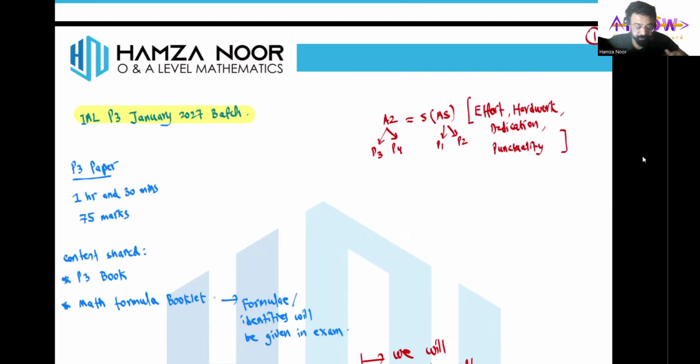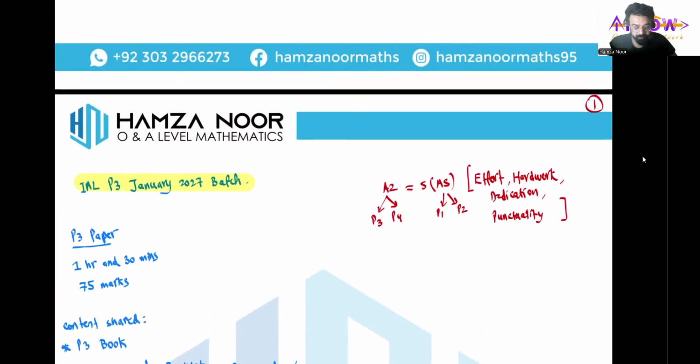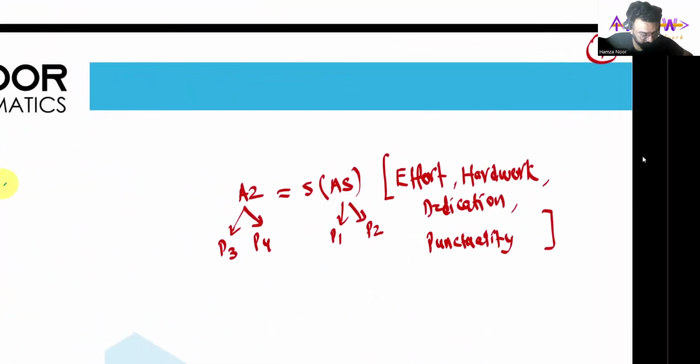First things first, you need to understand that in A2 you are going to study the P3 and P4 components of pure mathematics. In AS, you studied the P1 and P2 components. Whatever effort, hard work and punctuality you put in for AS, now in A2 you need to put in 5 times of it. ठीक है, A2 में 5 गुना effort, hard work, punctuality दिखानी है.